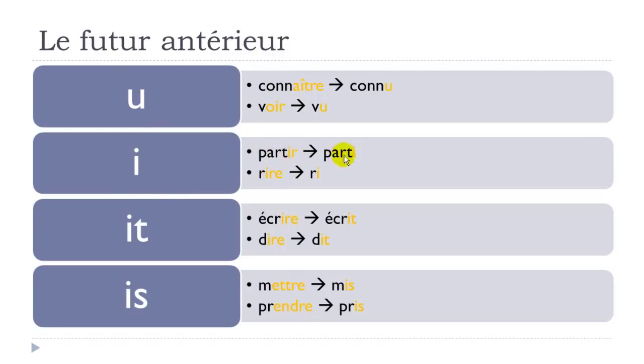Partir, to leave, parti. Rire, to laugh, ri. Then the ones ending with it: écrire, to write, écrit. Dire, to say, dit. Okay, and the ones ending with is: mettre, to put, mis. And then prendre, to take, pris. All right.